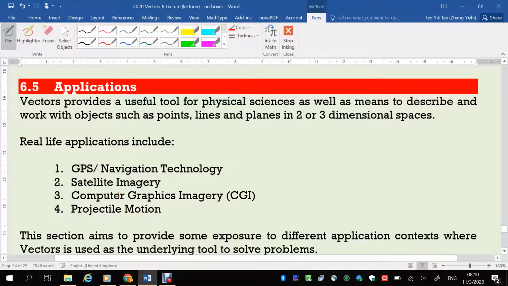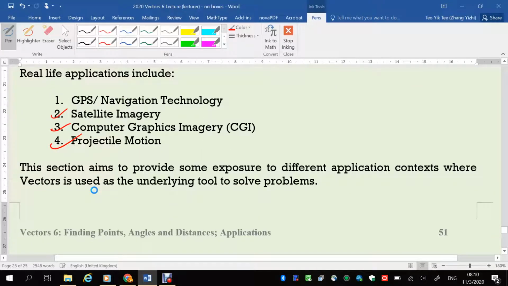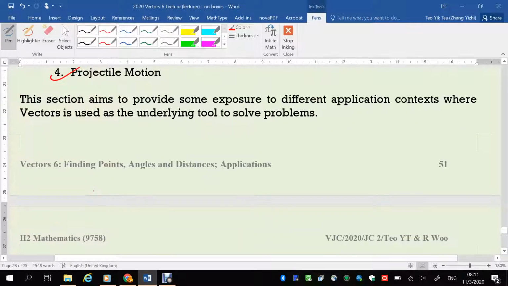Okay, coming to the final section on vectors, we are talking about the application of vectors. What you have been encountering so far are simplistic questions set in terms of vectors. In real life, vectors are used in various things like GPS, satellite imagery, CGI, projectile motion, etc. What you'll very likely get in the exams will be a contextual question or applications question.